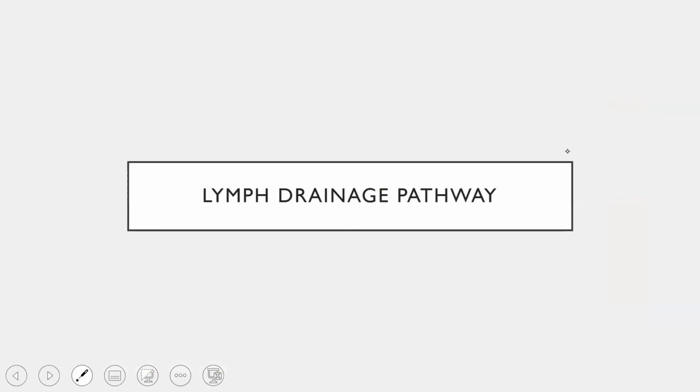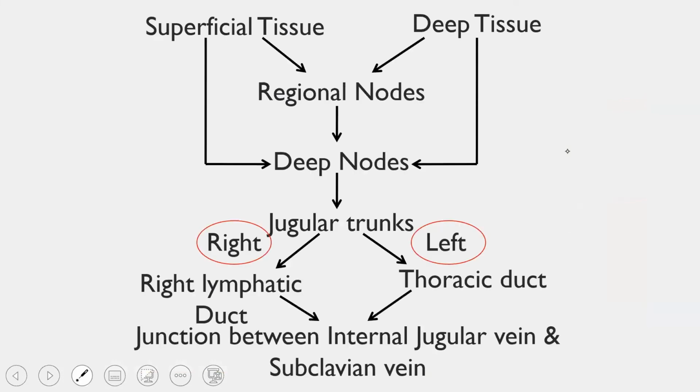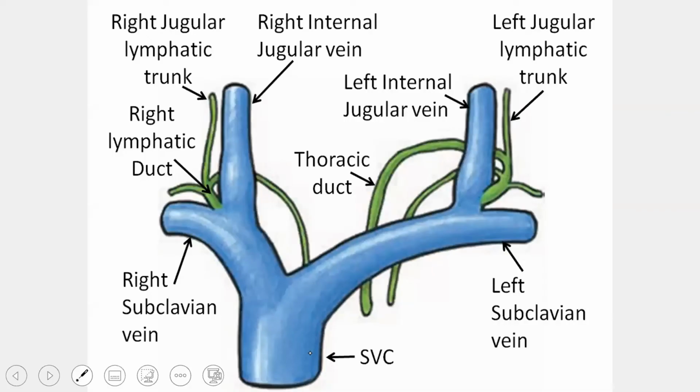Then the final lymph drainage pathway. All the lymph drainage from the superficial areas and the regional areas finally drains into the deep cervical lymph nodes, right? And then they will drain into the jugular trunks. And these jugular trunks on the right side will join the right lymphatic duct, and on the left will join the left thoracic duct, which will join the junction between the internal jugular vein and the subclavian vein, like this.